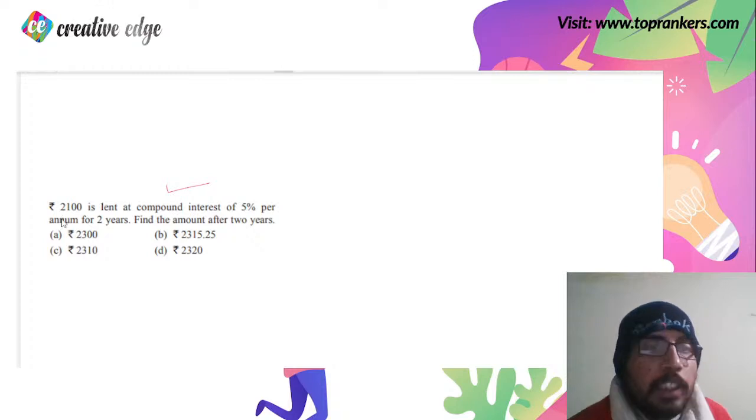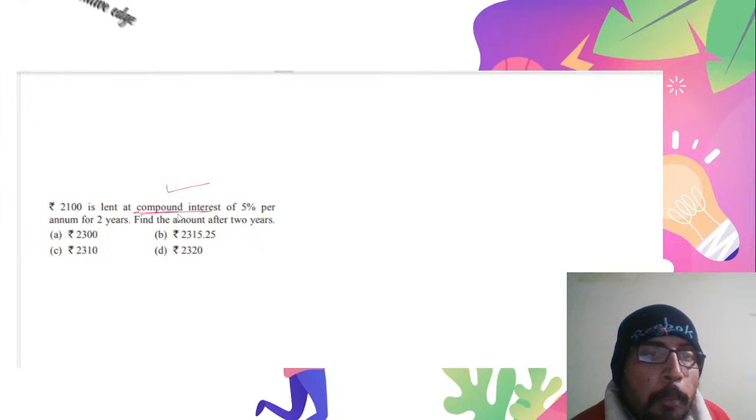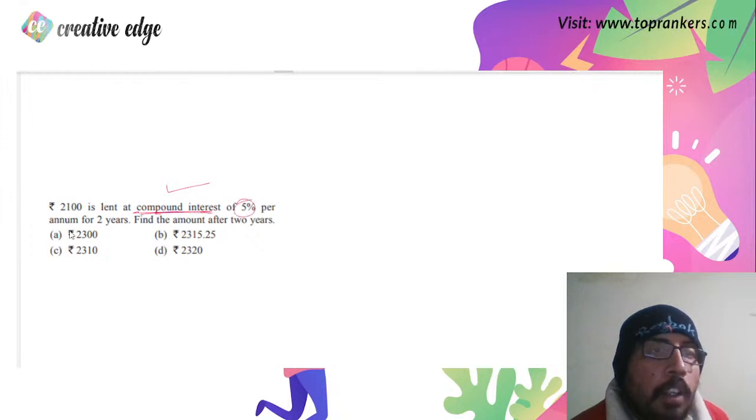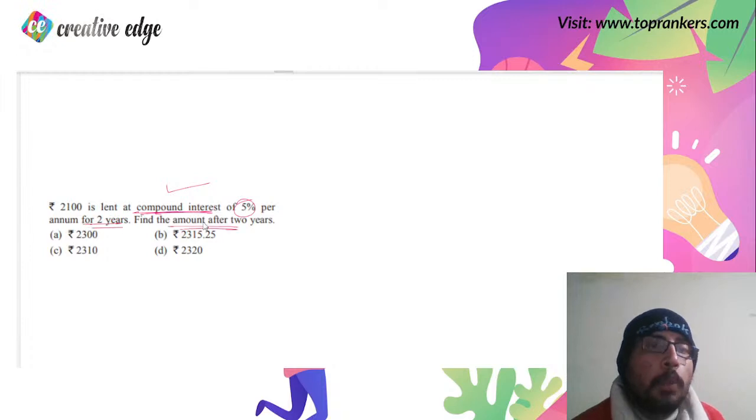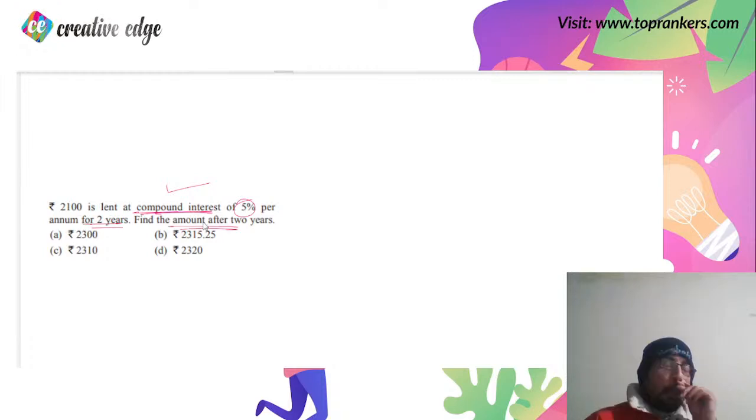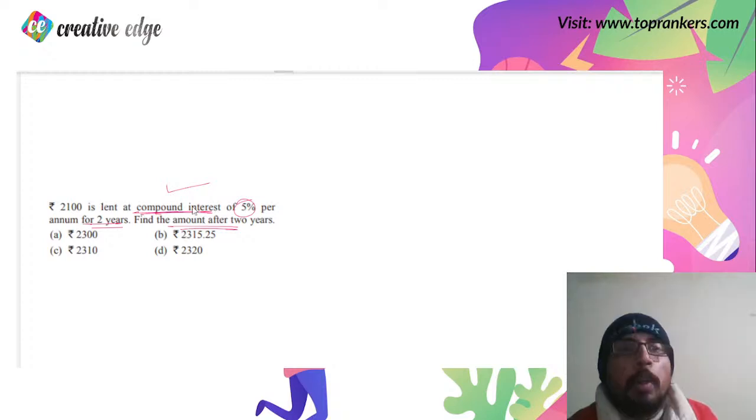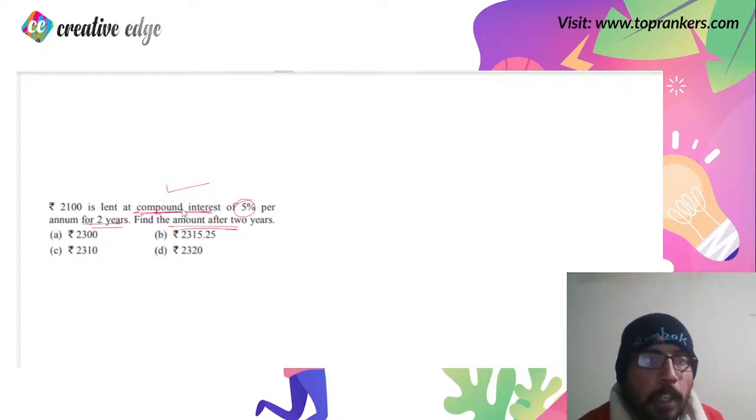Now the question reads: 2100 is lent at compound interest at 5% per annum for 2 years. Find the amount after 2 years. This time you have been lent at compound interest.